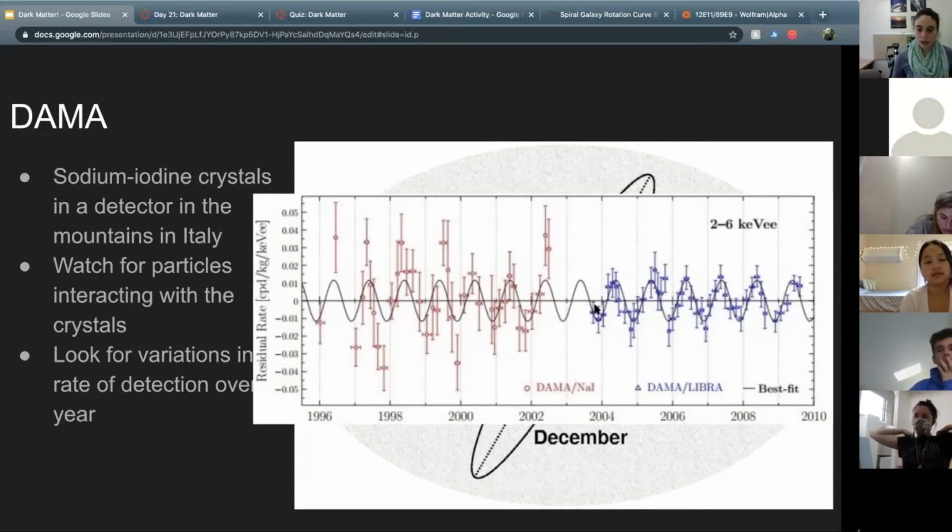So that's WIMPs and MACHOs and how we might detect WIMPs through the WIMP wind. Any questions on either of those models?